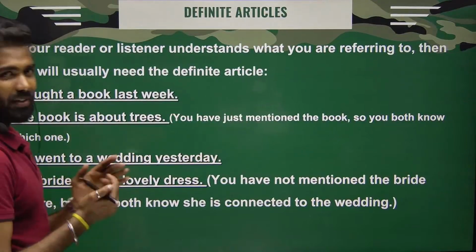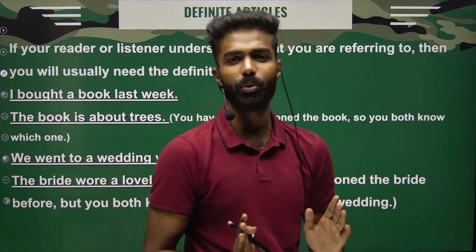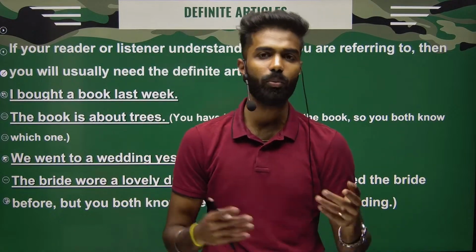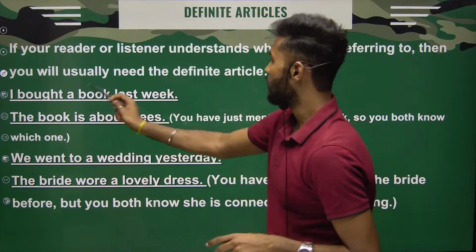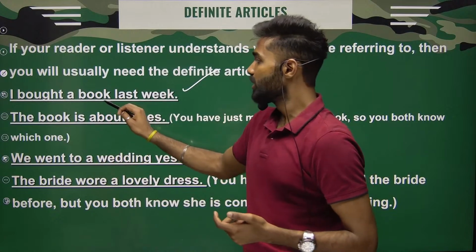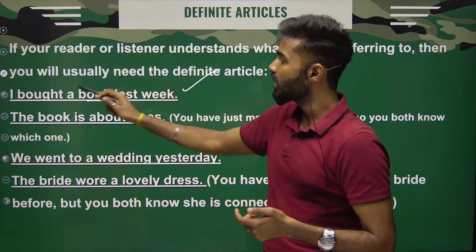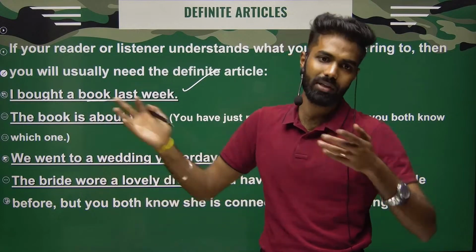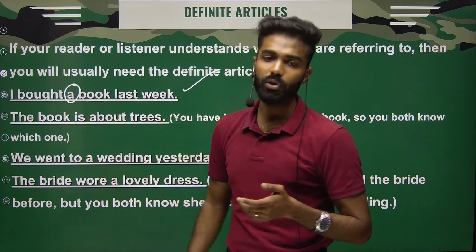Definite article. Definite articles are very easy. You don't have to worry about anything. If it is singular or countable or plural or uncountable, whatever it is, if it is definite, simply you'll use the. See, I bought a book last week. For the first time, you're using this word book. Okay. So book is singular, countable. I bought a book last week. I just bought a book. I don't know anything about the book. Okay. I bought it last week. So I'm using a because it is indefinite.